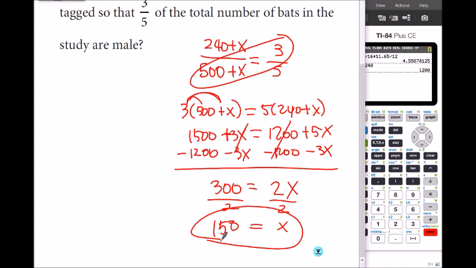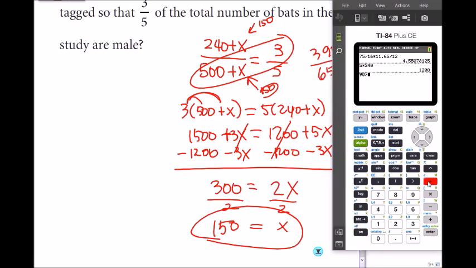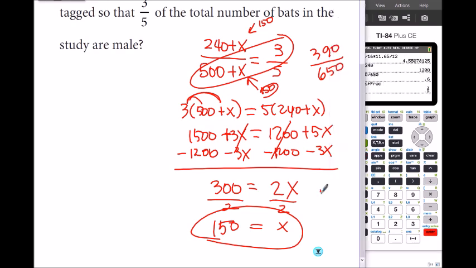Okay? And if I were you, plug in 150 there to check your answer, if you have time. So the top becomes 390 total male bats, and 500 plus 150 is 650. And just quickly check and see if it becomes the same ratio. So how do you convert it to a fraction? You go to math, and you can press enter, enter. 0.6 is 3/5. Good.